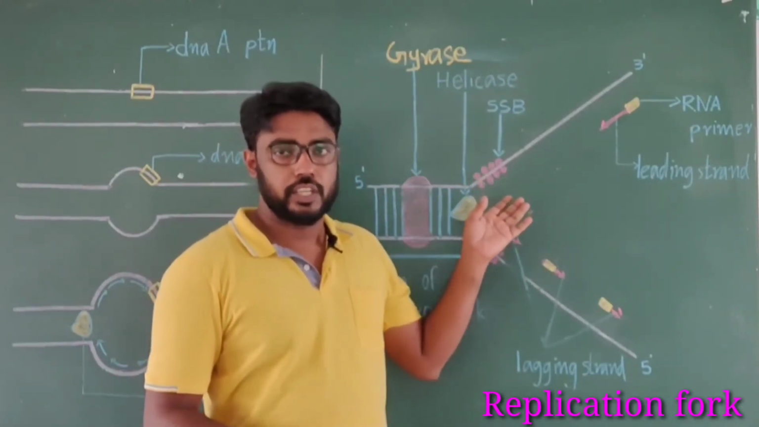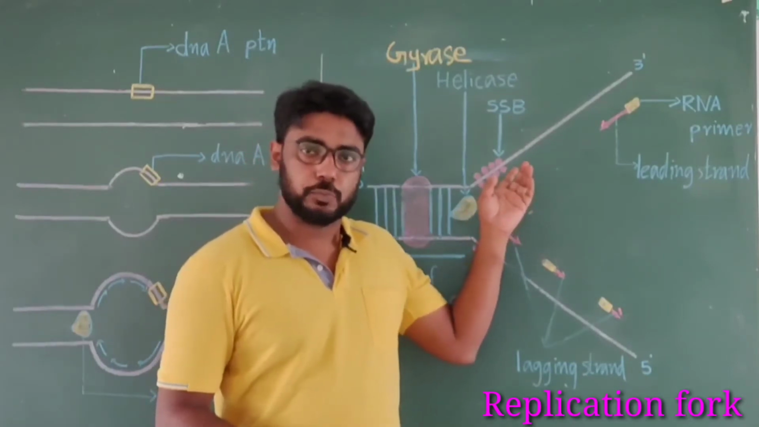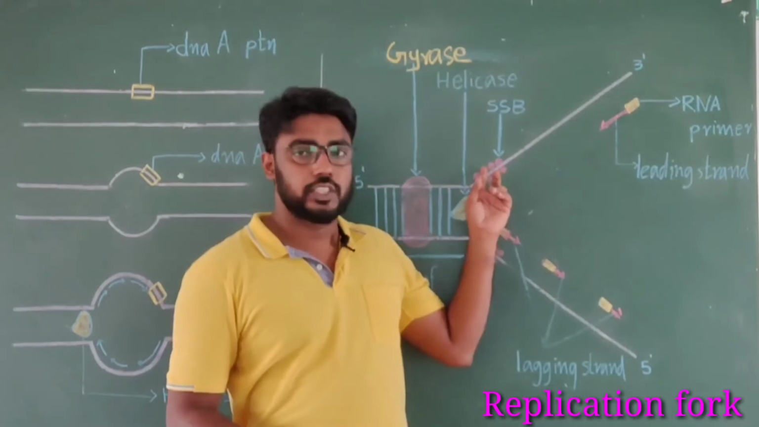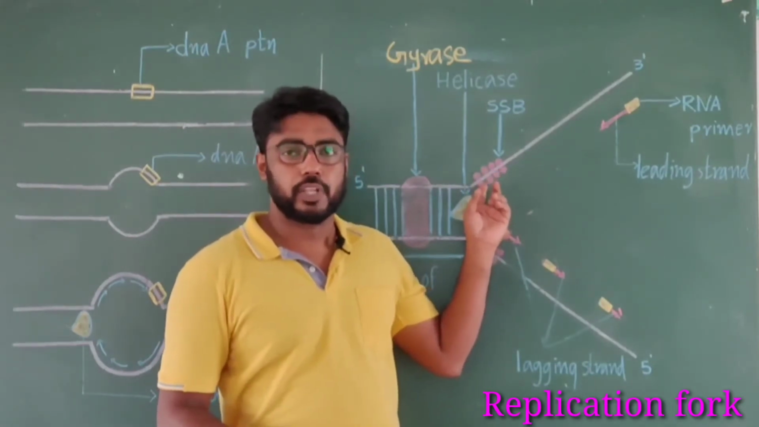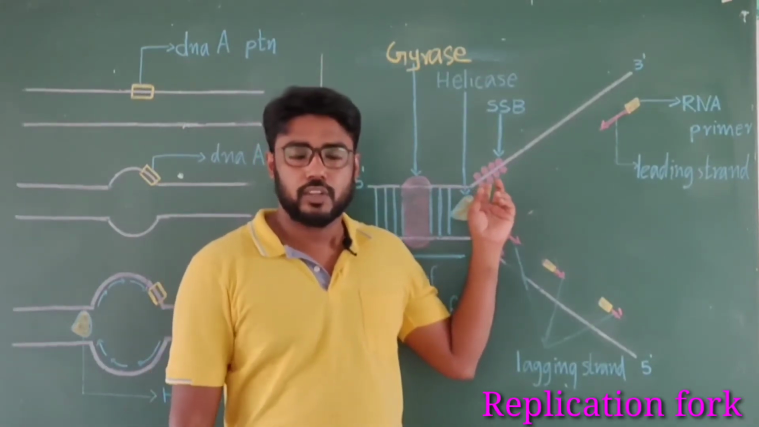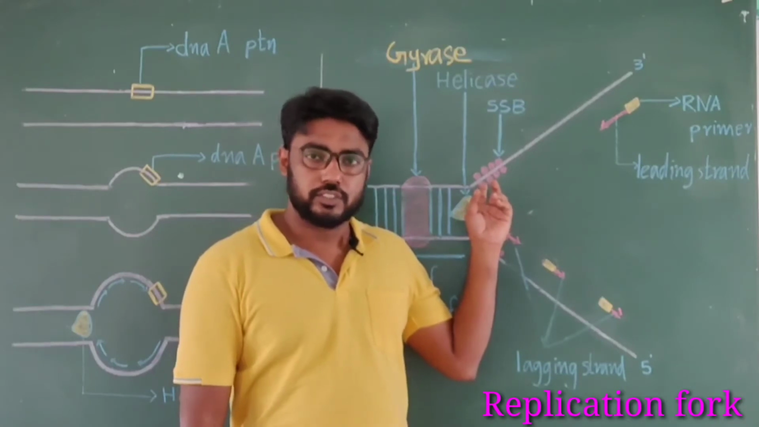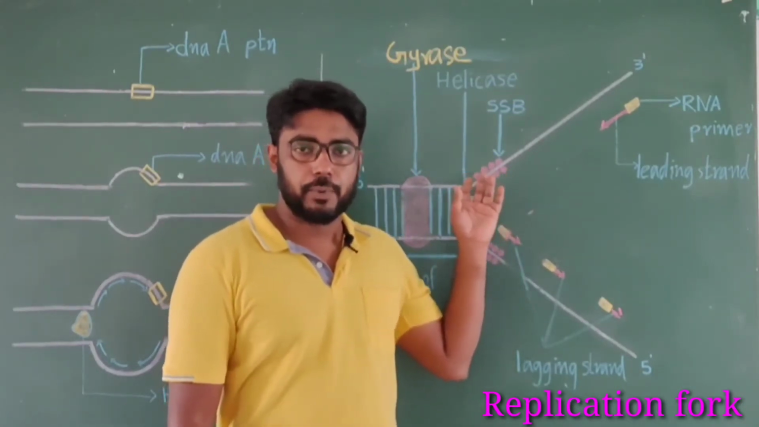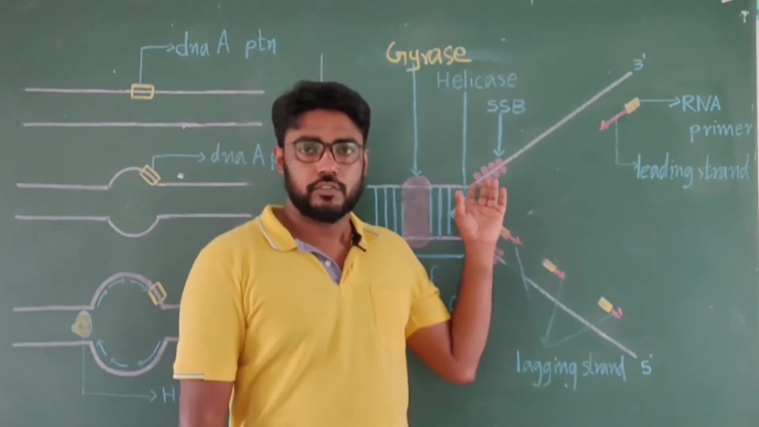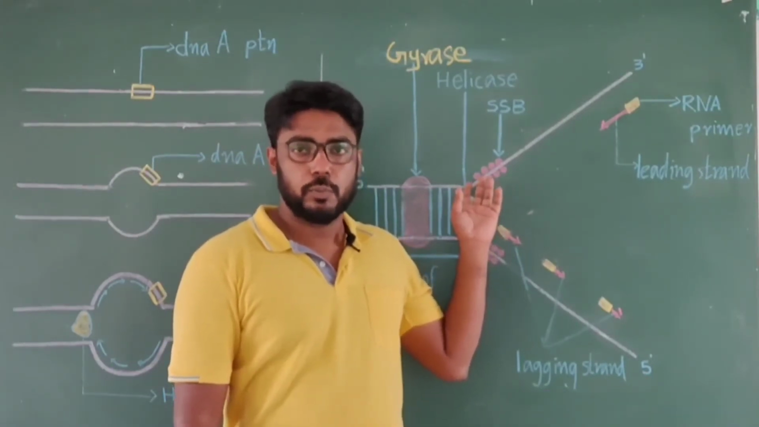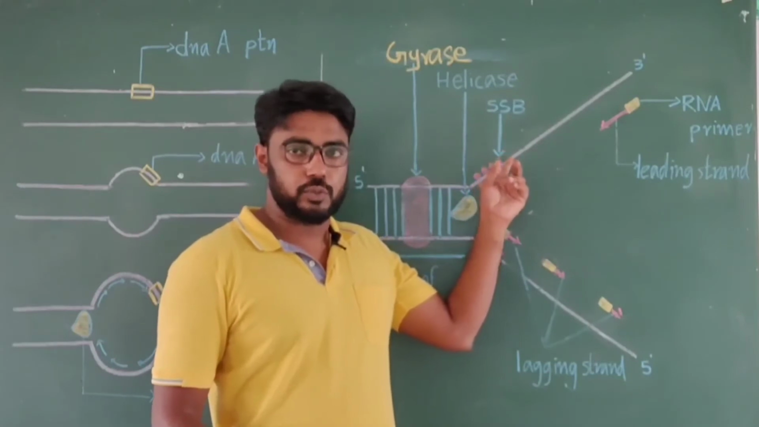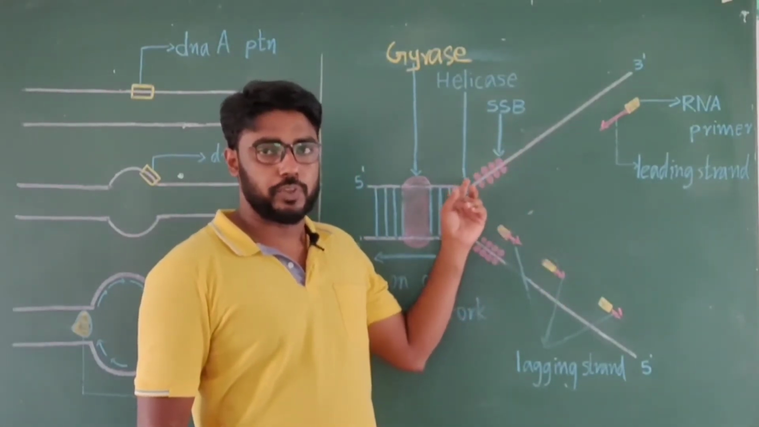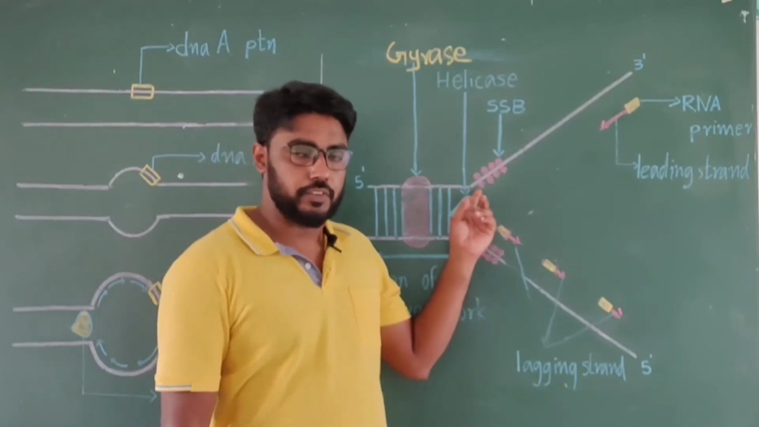On these two single strand DNA, there is one protein called SSB protein, the single strand binding protein. It binds on the single strands and protects them from cleavage, and it also prevents the reunion of these two strands.